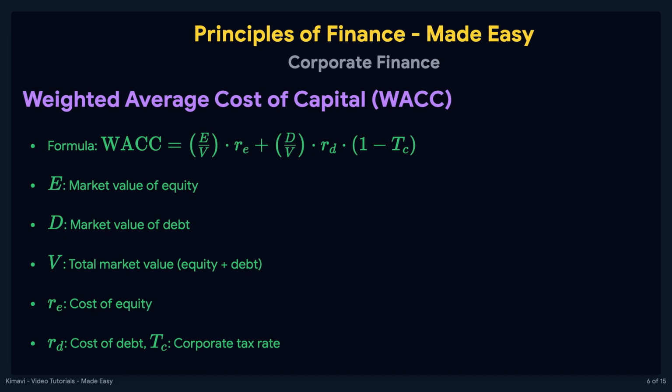The weighted average cost of capital, or WACC, is calculated using the formula: WACC equals the market value of equity divided by the total market value of the firm's financing, multiplied by the cost of equity, plus the market value of debt, divided by the total market value, multiplied by the cost of debt, and then multiplied by 1 minus the corporate tax rate.